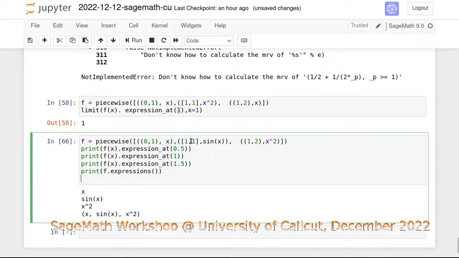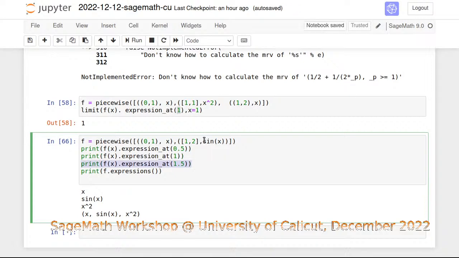Maybe I can change it so that there need not be 3 pieces. 2 pieces is more than enough for understanding. So when I am feeding the value 1 to find the limit, I should understand that 1 is included in sin x. That's quite clear, because the expression at 1 gives the function equal to sin x.